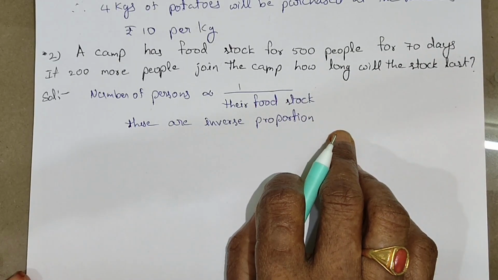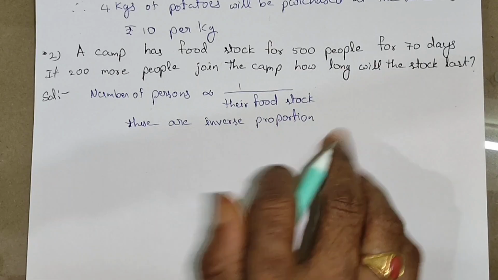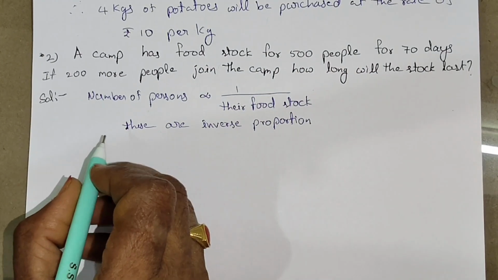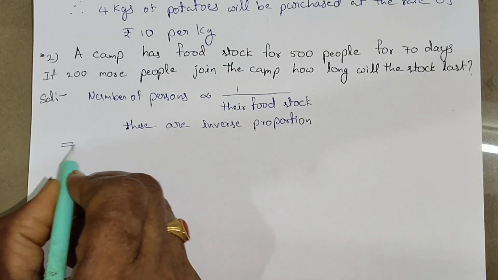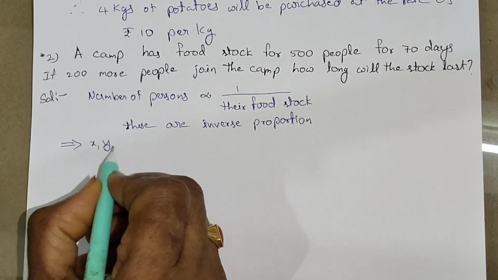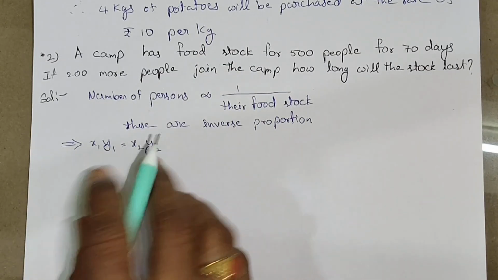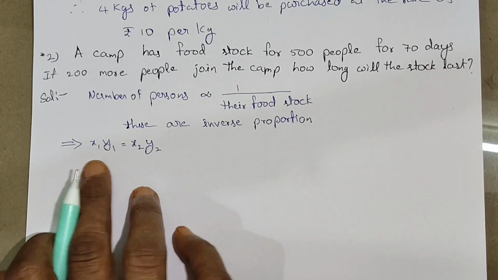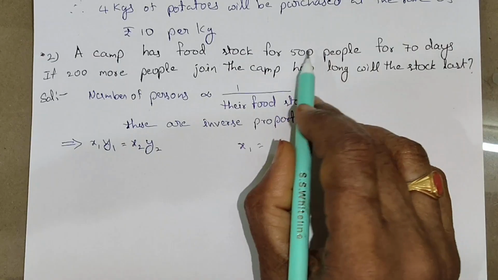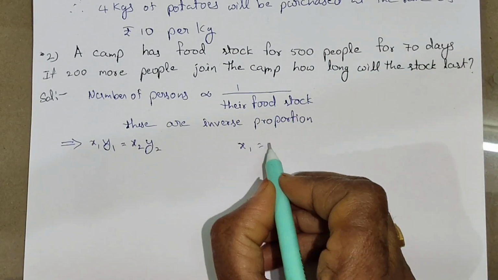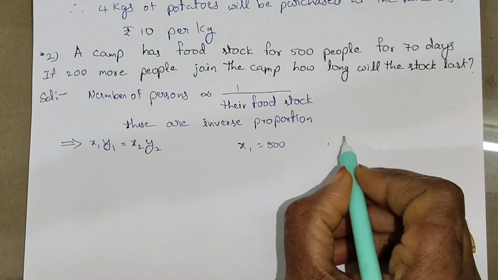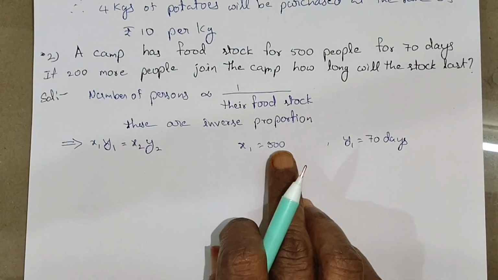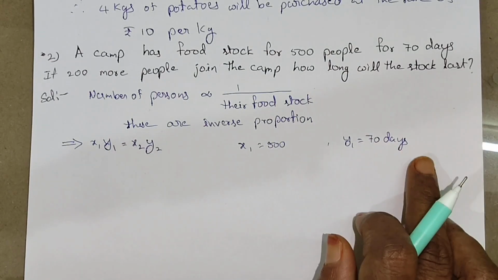These are inversely proportional. So now we write the ratio of inversely proportional: x1 y1 is equal to x2 y2. Now we write x1 equal to 500 people, and y1 equal to 70 days.